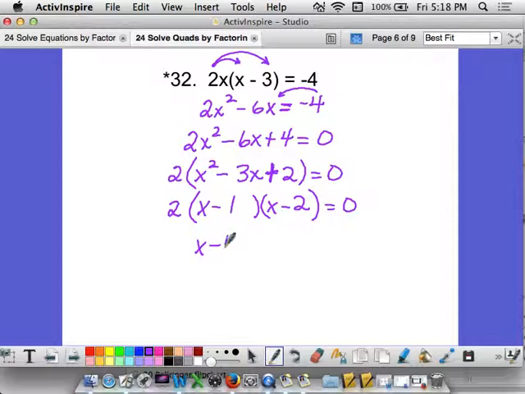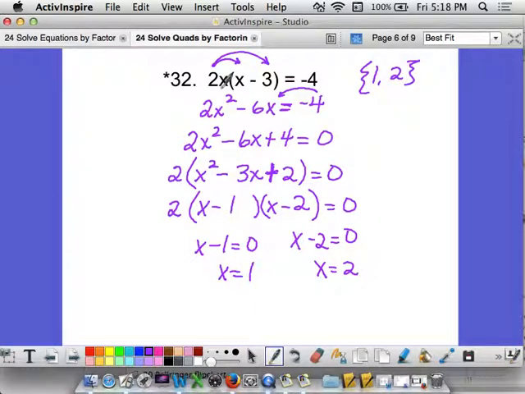I set x minus 1 equal to 0, and I set x minus 2 equal to 0. Adding 1 to both sides, x is 1. Adding 2 to both sides, x equals 2. So here, my final answer is going to be 1, 2. Again, if I plug in a 1 here and here, multiply that out, it's going to be negative 4. If I plug in a 2 here and here, multiply this out, it's going to equal negative 4 as well.